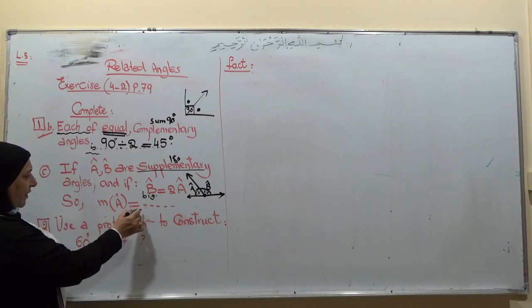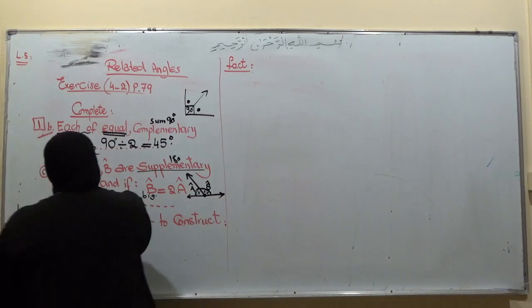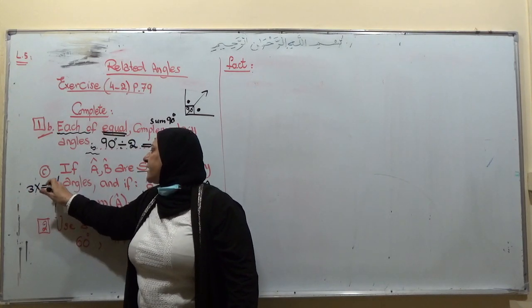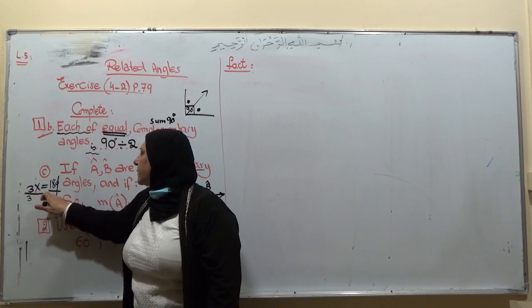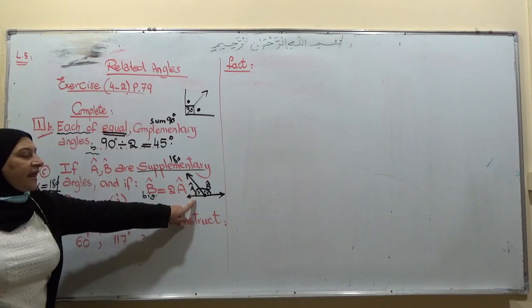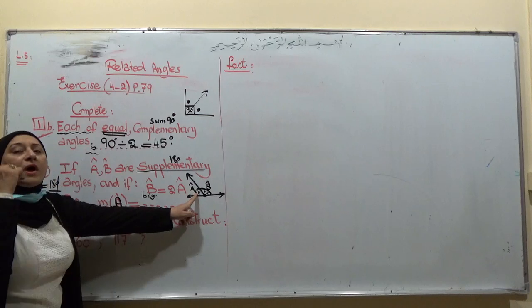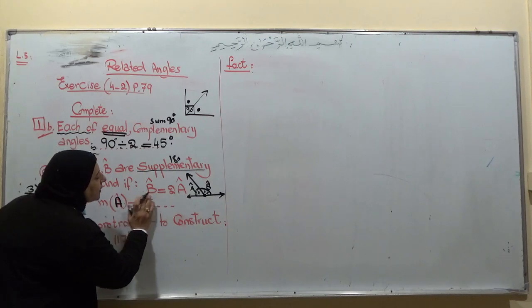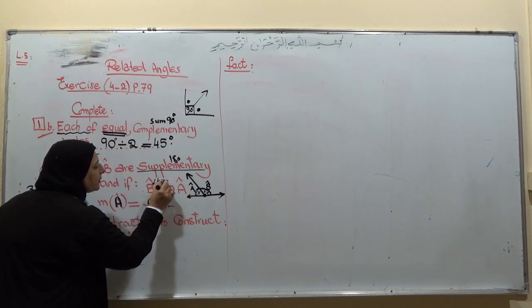So to find A, we have to make a mathematical operation. How can we write it? Look, I will take here 3x equals 180. If you divide both sides by 3, each x is 60. X is angle A, double x is angle B. I need angle A, I need 1x, so this x is 60. So the answer is 60 degrees. This is the bigger one.